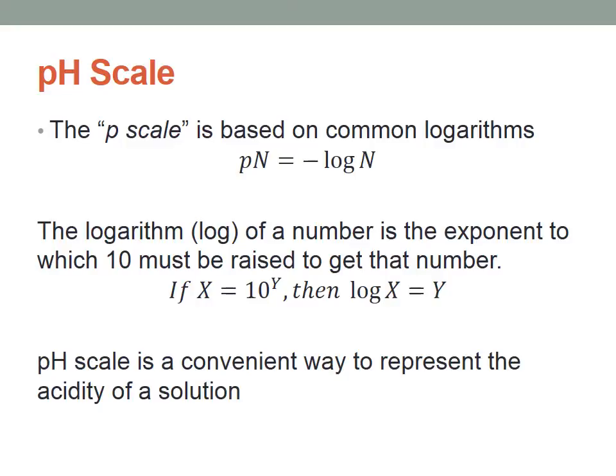So the pH scale is a convenient way to represent the acidity of a solution. So we use that to tell how acidic a solution is. That is based on the amount of hydrogen ions, because pH is equal to the negative log of our hydrogen ion concentration. So when we talk of acidity of a solution, we're talking about the concentration of protons in that solution. So we take the negative log of that hydrogen ion concentration, and that will give us our pH.